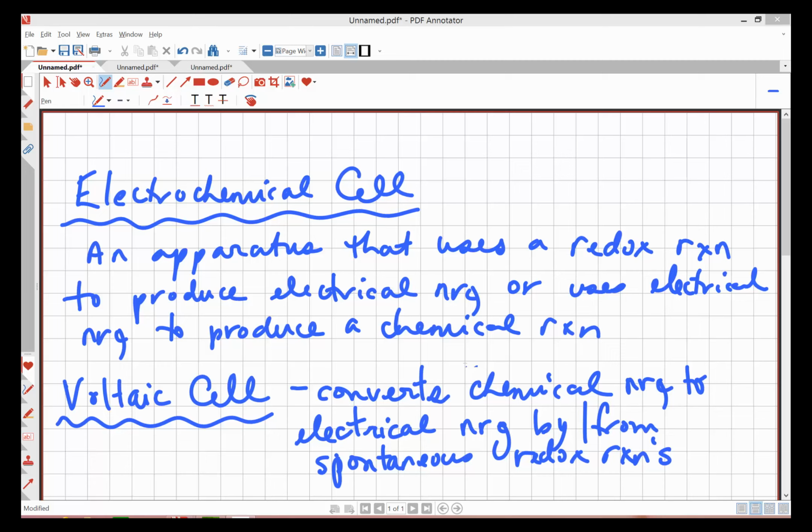Okay, today we're looking at electrochemical cells. First of all, I've just started with a few definitions and terms, and then we'll get into representing it. So an electrochemical cell is an apparatus that uses a redox reaction to produce electrical energy, or it can use electrical energy to produce a chemical reaction. So today we're going to focus on the first part, which is using the redox reaction to produce electrical energy.